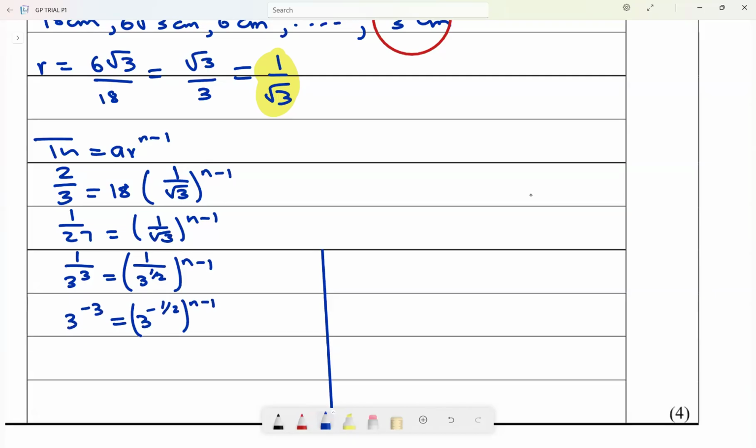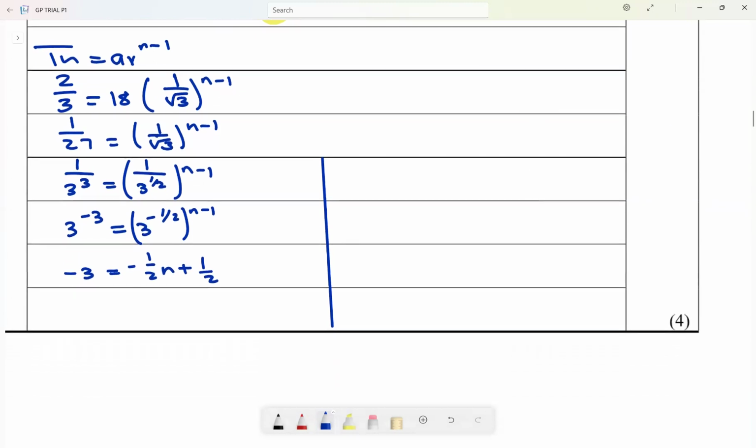And then I'm going to have -3. The base are the same again. And then this I'm just simplifying at the same time. Negative half multiplied by n is just -1 over 2n, and then plus negative half multiplied is just half, and then you'll become a mathematician there and solve.